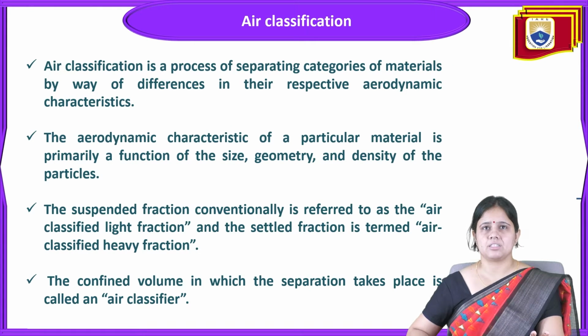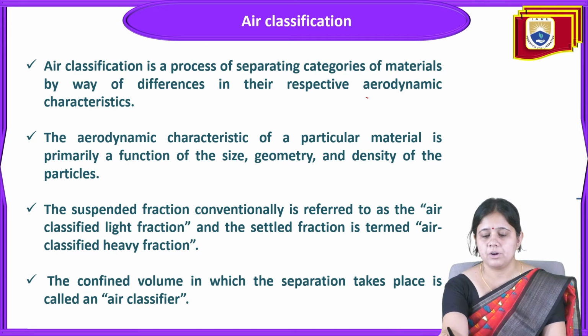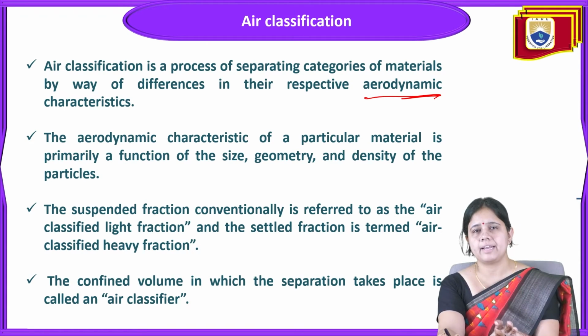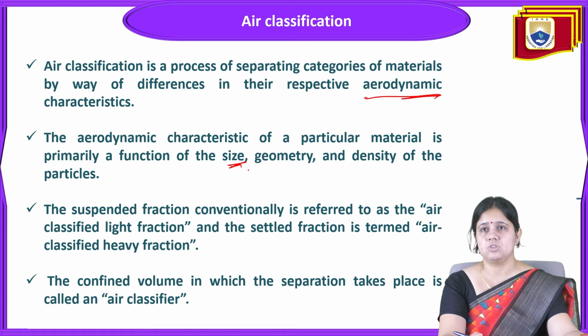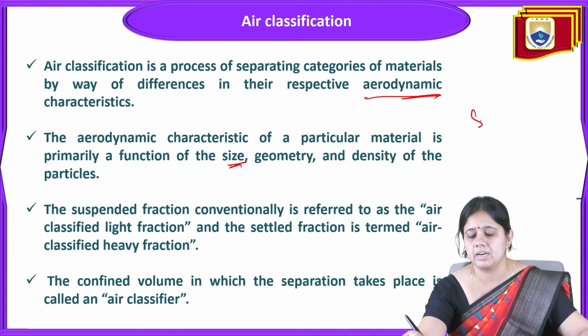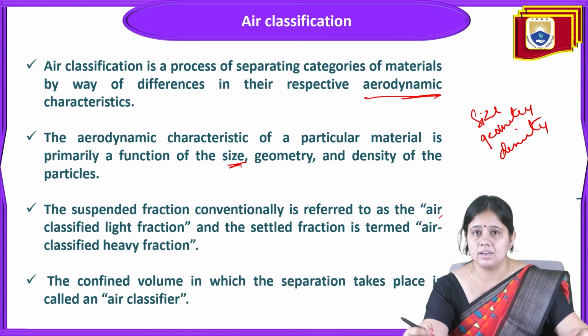Now next is the air classification. Air classification is a process of separating categories of material by way of differences in their respective aerodynamic characteristics. The aerodynamic characteristics of a particular material are primarily a function of size. It is related to the size, geometry and density of waste, and the suspended fraction conventionally is referred to as the air classified light fraction.